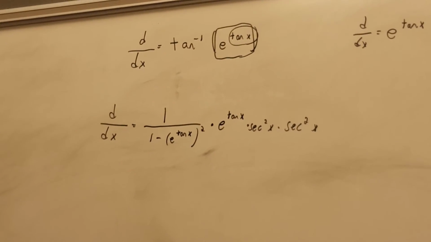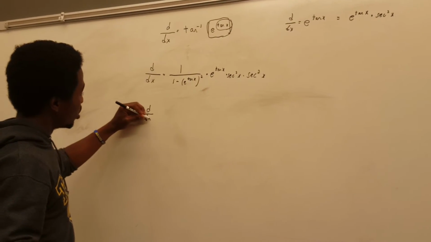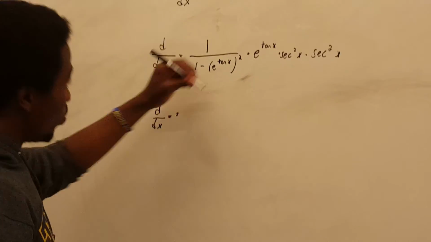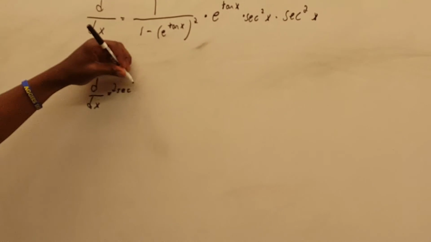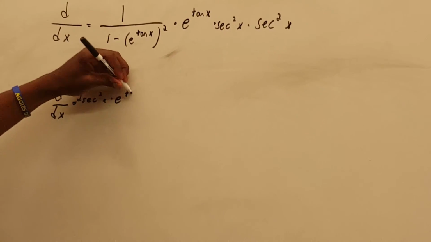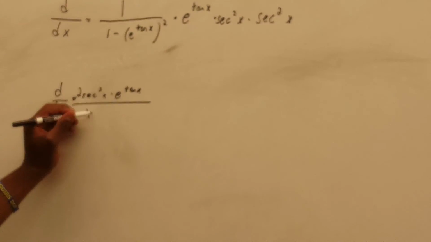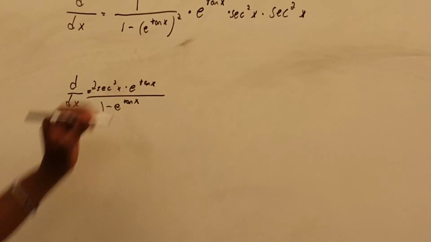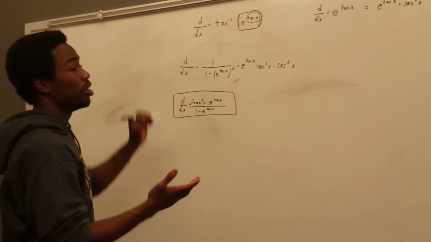Now I'm going to clean this up a little bit and simplify. So I'm going to write this down. The derivative is equal to 2 secant squared of x times e to the tangent of x, all divided by 1 minus e to the tangent of x, all squared. Now, upon looking at this, this is basically going to be your final answer. We solved that by using the chain rule twice.